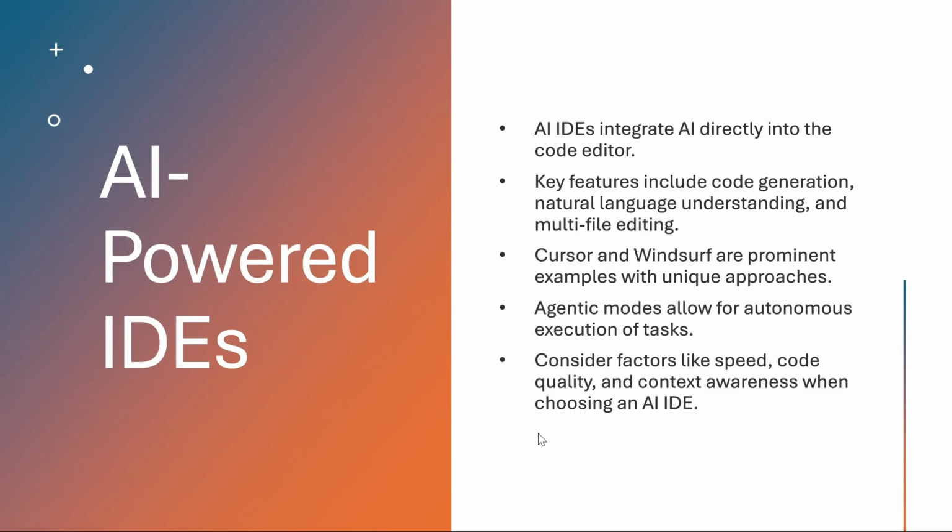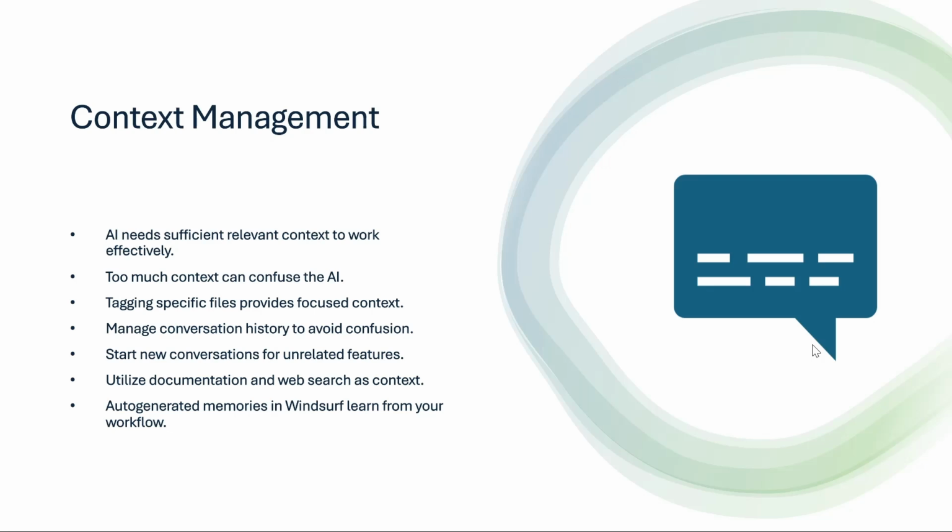When choosing an AI IDE, consider factors like code generation accuracy, natural language understanding, multi-file editing capabilities, and development speed. The agentic nature of these tools, their ability to perform tasks autonomously across multiple files, is a significant advantage over traditional chatbots. A critical aspect of successful AI-assisted coding is context management, or we can call this the golden rule of coding with AI.